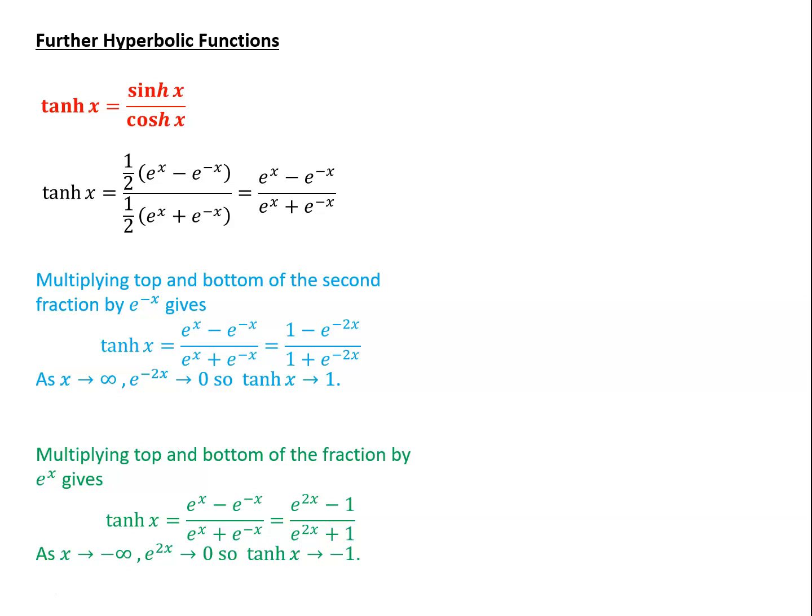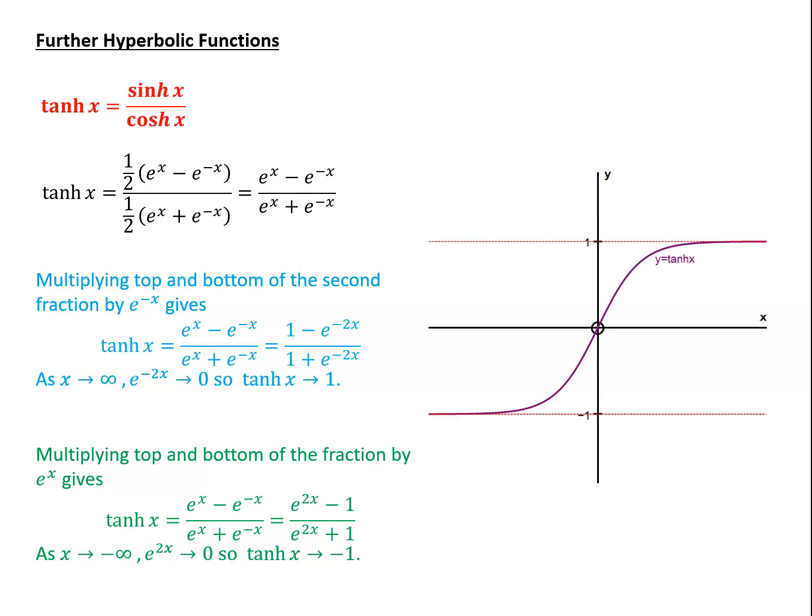So we know that tanh of 0 is 0. As x tends to infinity, tanh x tends to 1. As x tends to minus infinity, tanh x tends to minus 1. So we've got our graph of tanh x.